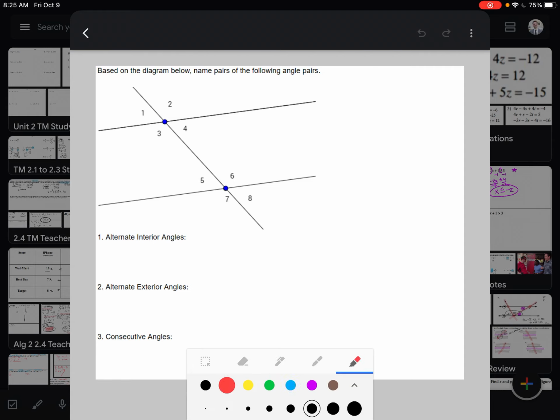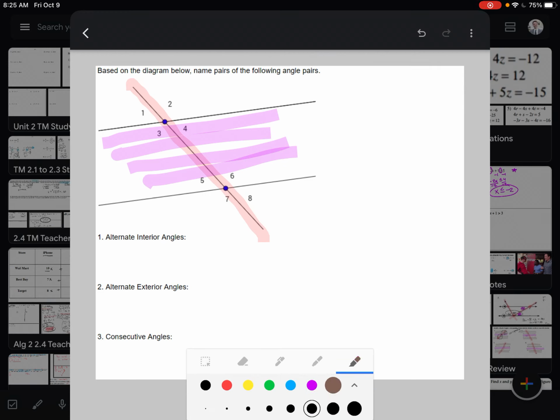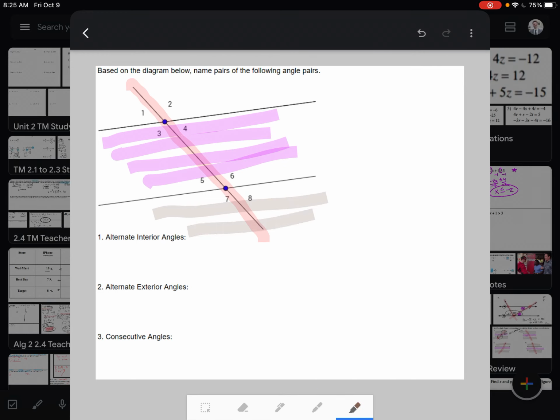So our transversal is in red, and we can now shade the inside and outside of our parallel line. So the inside we're going to put in purple, so all of those are interior angles. And on the outside we'll do in brown. So anything on the outside is exterior. So hopefully that'll get us started. Just a quick reminder, we are trying to answer two questions.